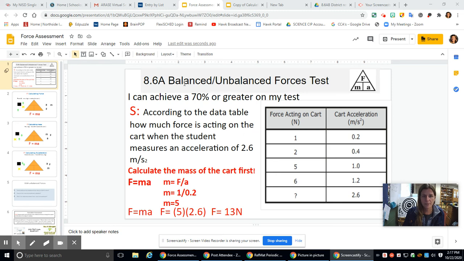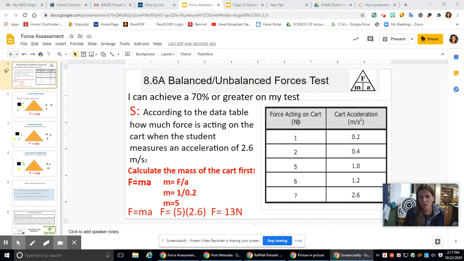Today you have an assessment on balanced and unbalanced forces. Let's achieve 70% or greater on your test. Your starter reads, according to the data table, how much force is acting on the cart when the student measures an acceleration of 2.6 meters per second squared.